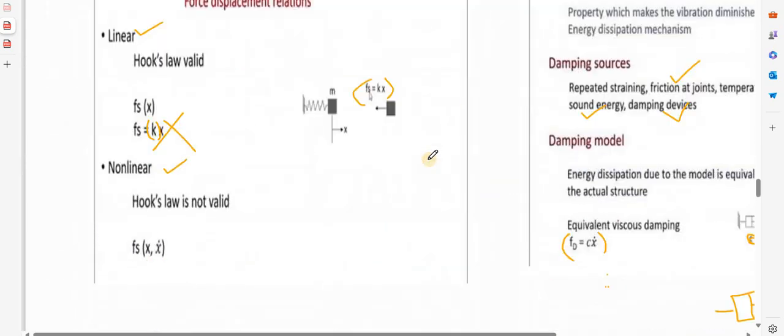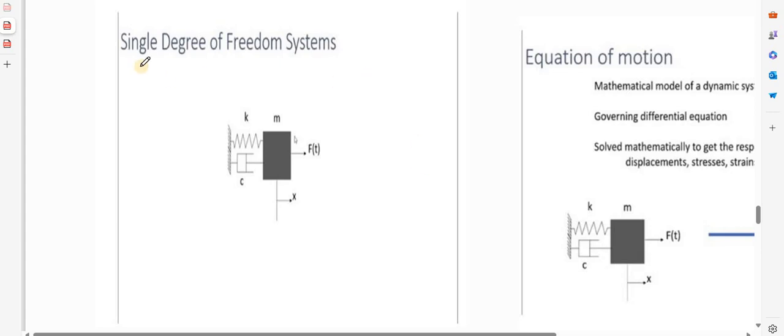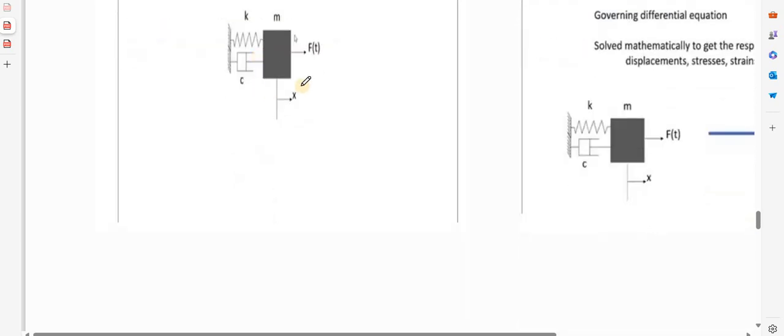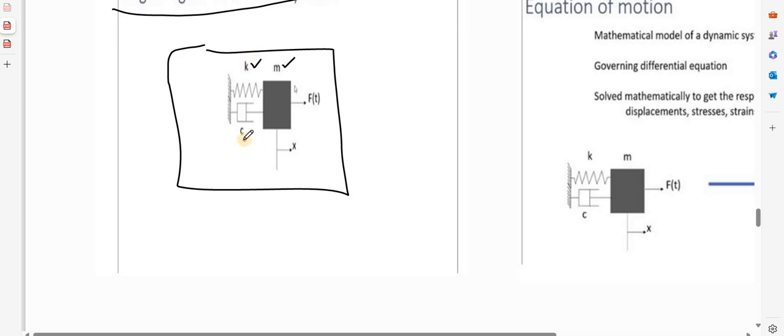Our discussion will be mainly on the single degree of freedom system, which is represented like this. First of all, what are the elements? Three elements are there: one is mass, second is stiffness, third is damping. The fourth one is the external force. Sometimes the external force can be zero, sometimes it can be different. So the three elements of a single degree of freedom system are mass, stiffness and damping.